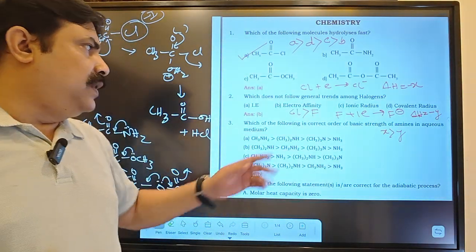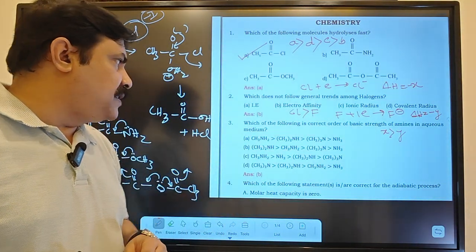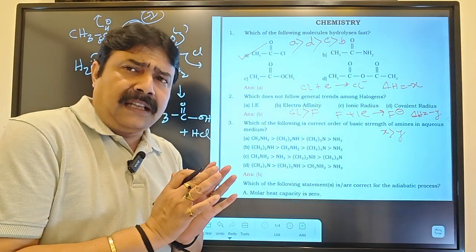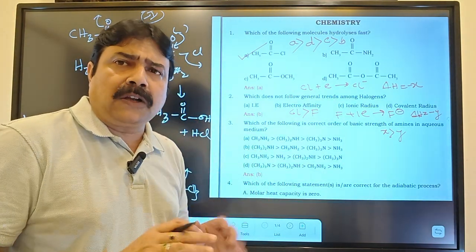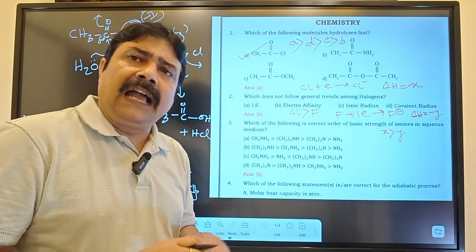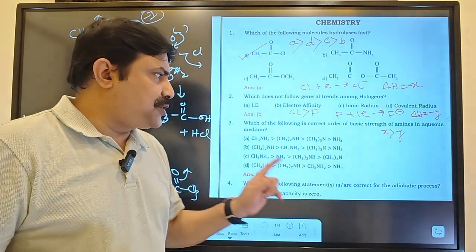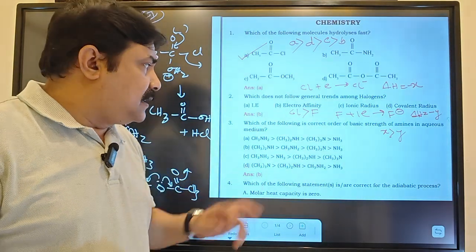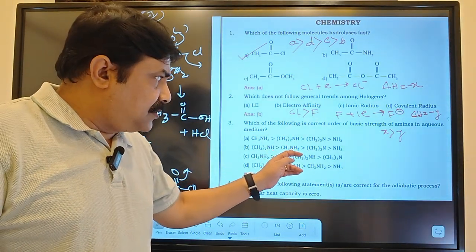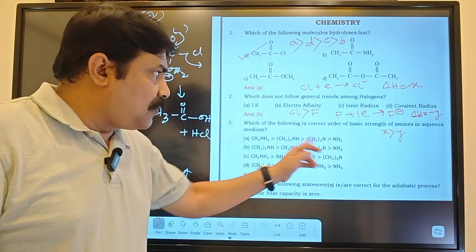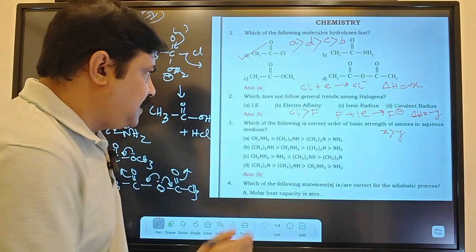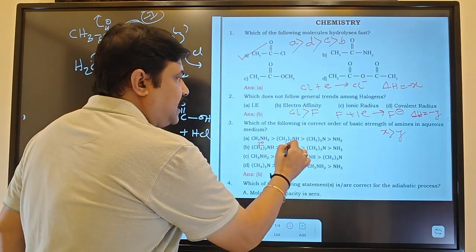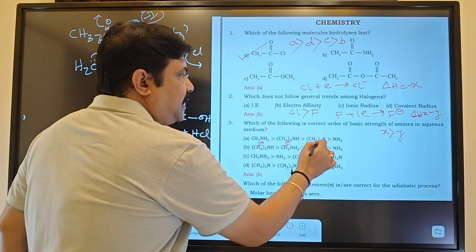Now we know very well, whenever a methyl group is there, always the secondary amine will be more basic compared to primary and tertiary. But the question is, in the case of a methyl group, the 1 degree amine is more basic compared to the 3 degree amine. This is your 2 degree amine, this is your 1 degree amine, this is your 3 degree amine.